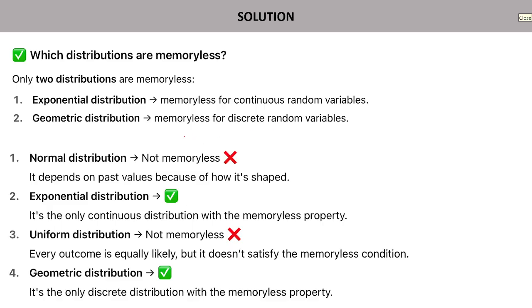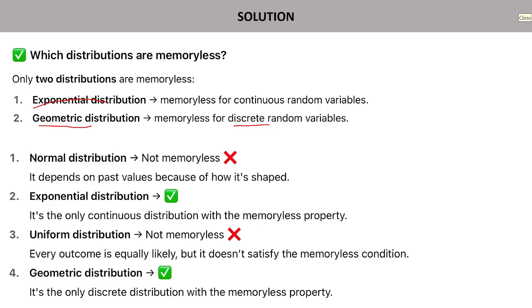Now, which distributions are memoryless? There are two distributions considered memoryless. One is the exponential distribution and the other is the geometric distribution. But the exponential distribution is memoryless for continuous random variables, whereas the geometric distribution is memoryless for discrete random variables. I hope everyone knows the difference between discrete and continuous variables. Continuous variables are the ones whose values can also come in decimals, however small. But discrete random variables will always be whole numbers.